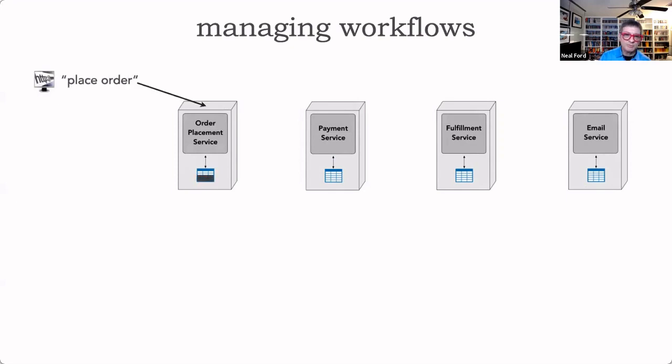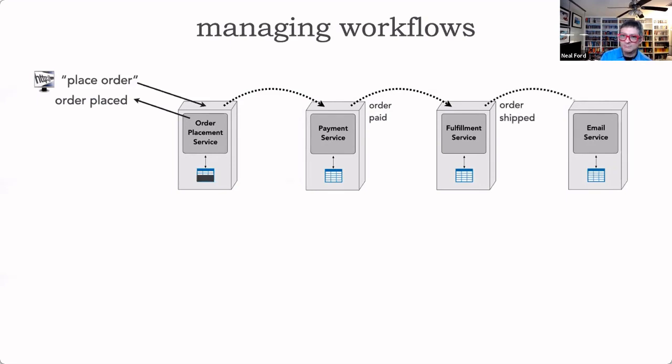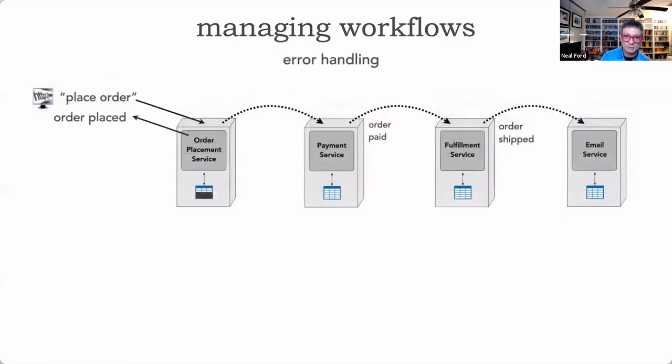Place an order, order placement service, make a record. Okay, order placed, asynchronous call to payment. Okay, order paid, asynchronous call to fulfillment, asynchronous call over to email, done. Go back one. Wow, that looks really nice, doesn't it?